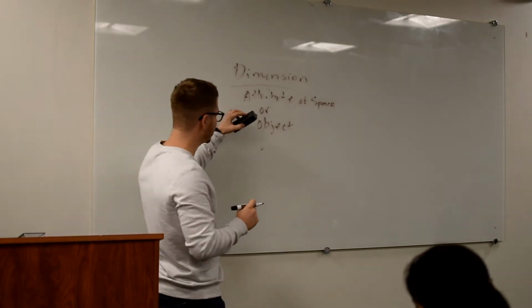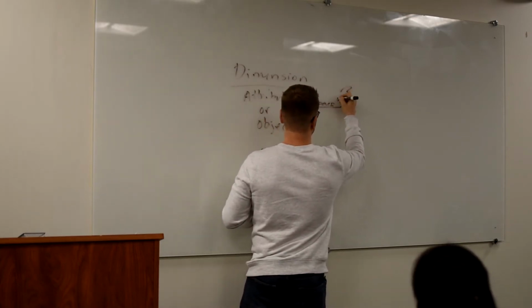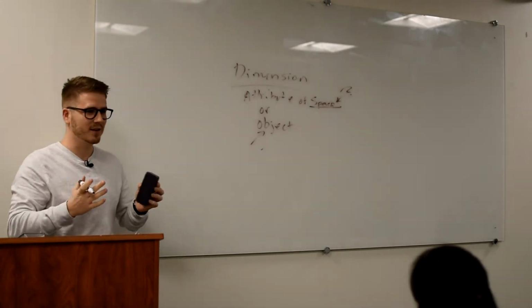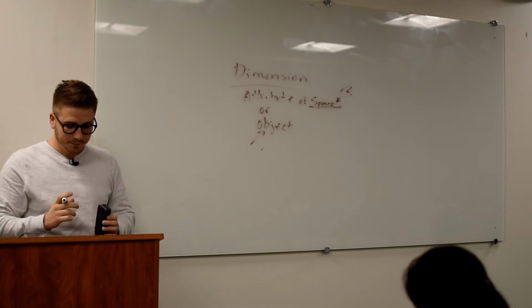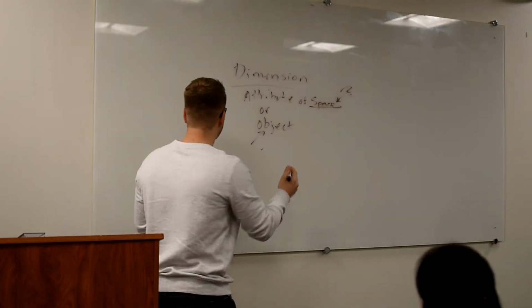So a space, we're left with the question, what is this? And then an object, what's an object really? It's just a thing that doesn't not exist. It's a thing, so that could be anything. So let's look into spaces a little bit more.